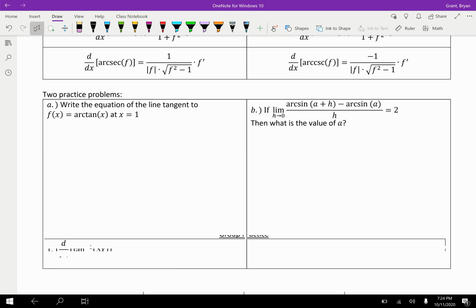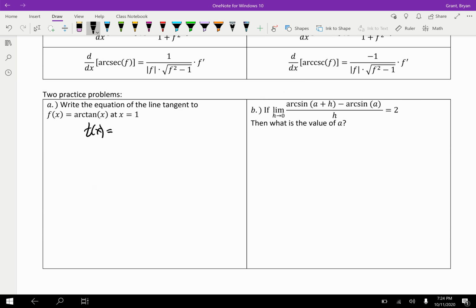All right, hopefully you were able to get through these two. I think B is pretty tricky, might have stumped a couple of you. A is a little bit more straightforward, especially because we just did one. If you can't write tangent lines yet, you really need to come ask for help because we do this a lot. So we're going to do f prime of 1 times x minus 1 plus f of 1.